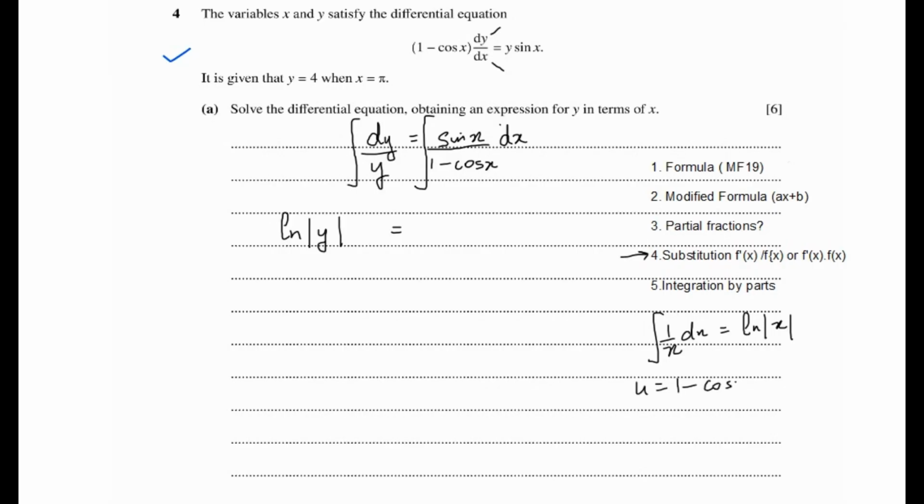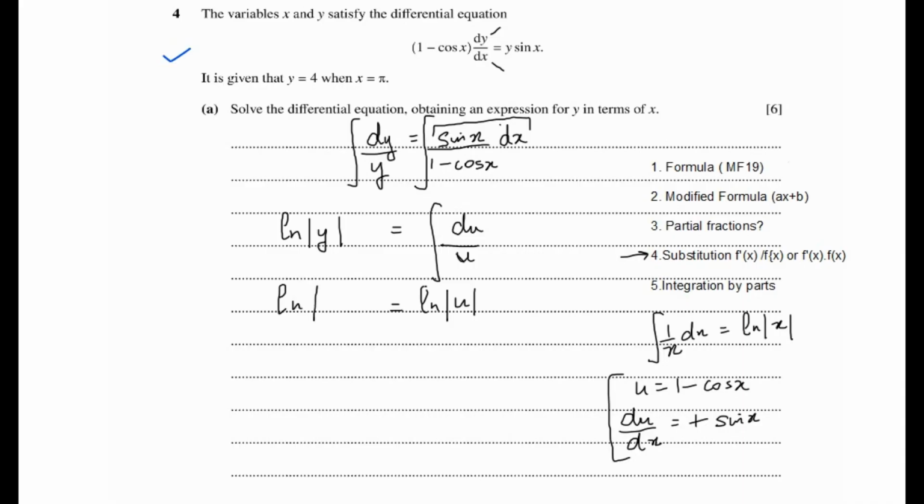And in substitution, as you probably know, the next step is always to differentiate. So du by dx is plus sin x. Now both of these are used to substitute the original equation. So sin x dx is du. And 1 minus cos x we have designated as u. So integral of 1 by u du. The substitution has simplified the equation for us, and we're going to integrate it. It becomes ln modulus u.